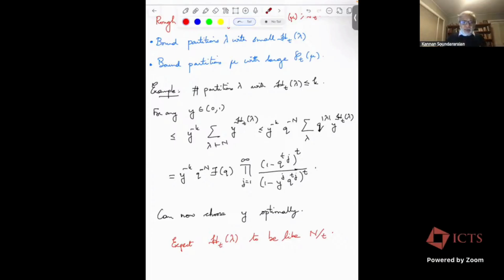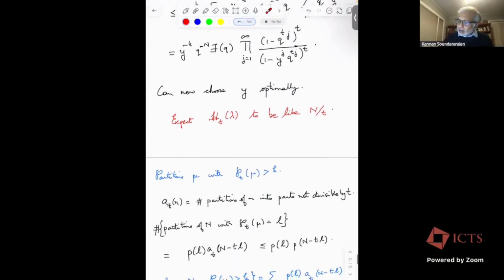is that we should really expect the number of hook lengths that are multiples of t to be roughly like n over t. Because if you write down the Young diagram for lambda, there will be n boxes, because a partition of n will have n boxes in it. And then if you're putting in the hook length in each box, you might expect that 1 over t of these boxes will have hook lengths that are multiples of t.